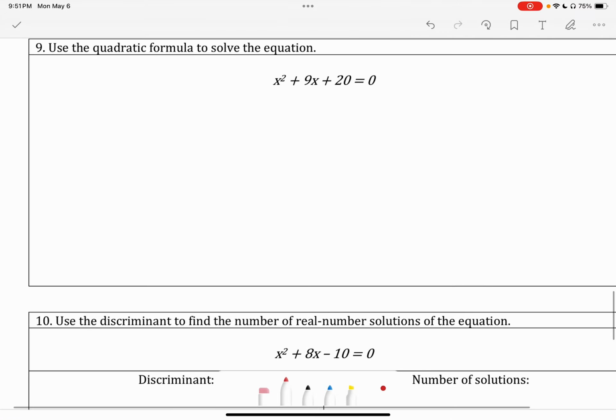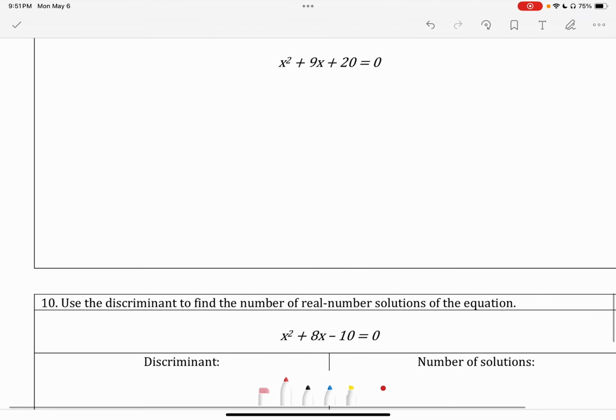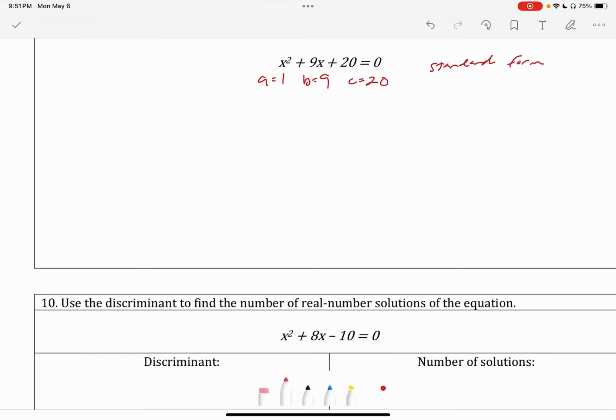Use the quadratic formula to solve this. So we're going to have an a value of 1, a b value of 9, and a c value of 20. Again, standard form, which it is, equal to 0, which it is. So that allows us to start.